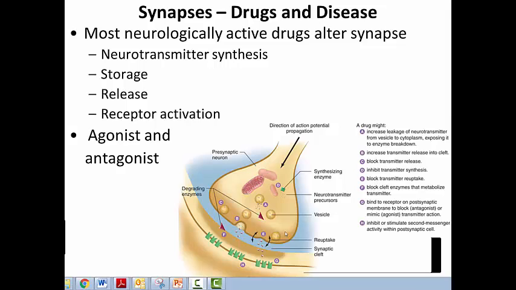And E, and this is fairly common, the drug could block the transmitter reuptake, and so SSRIs would be a good example of such a drug, serotonin-specific reuptake inhibitors. F, what we see is that we could block the enzyme that's found here that breaks down the neurotransmitter. In other words, the drug could do that.